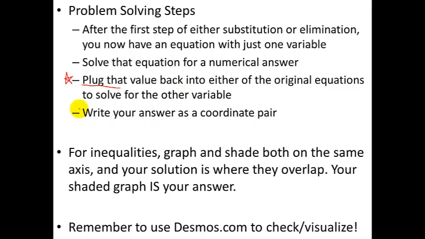And then the last thing that a lot of you have been forgetting recently is to write your answer as a coordinate pair. Say you have x equals 2 and y equals negative 4. You want to actually write (2, -4), because what you're saying is, if you were to graph these two lines, they would cross at the coordinate point (2, -4).